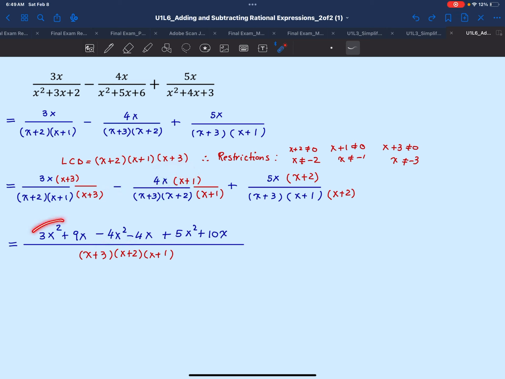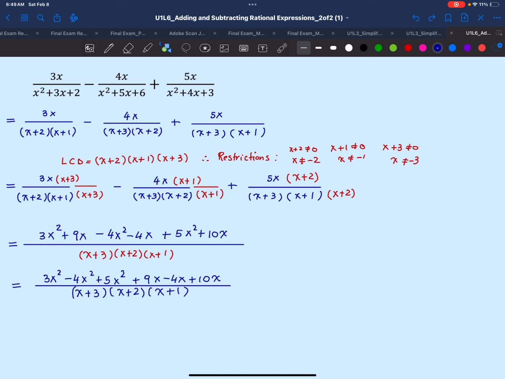So next we are going to clean up the expression in the numerator. We're going to collect like terms first. And this is a step that you can take, or you can just simply simplify like terms by highlighting them, whichever method works for you. So I group them in this case. We have 3x squared minus 4x squared plus 5x squared, here are all our x squared terms. And then we have 9x minus 4x plus 10x grouped together. And then everything will be under the denominator x plus 3, x plus 2, x plus 1.